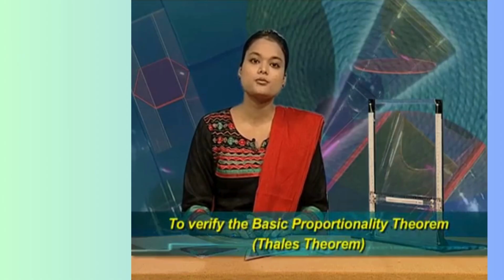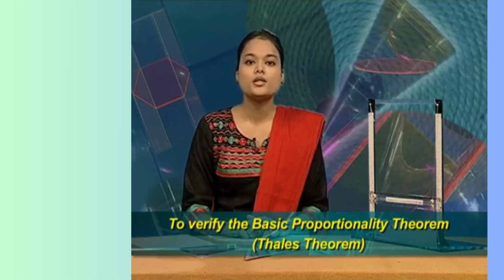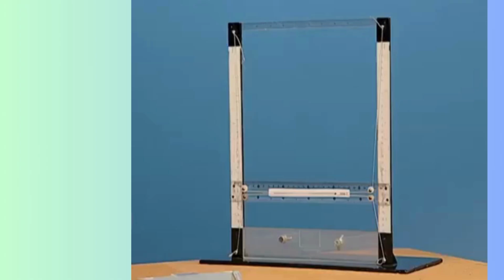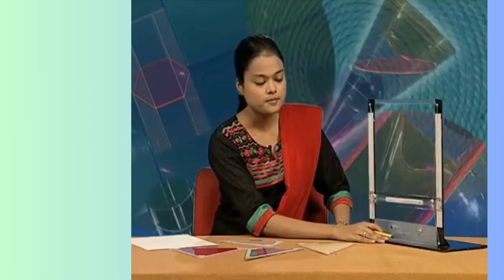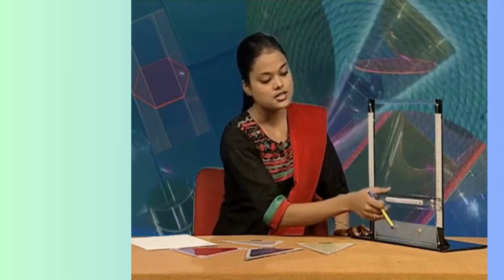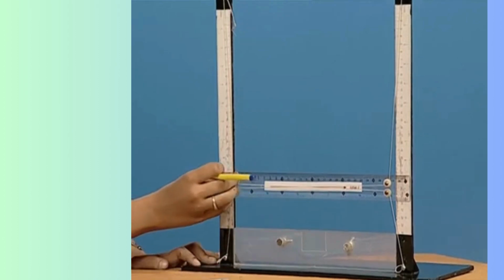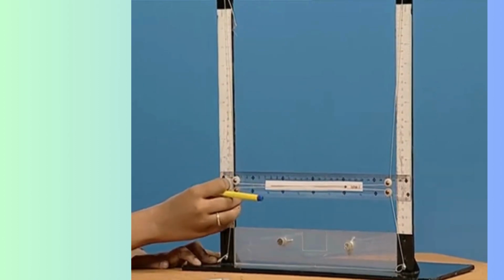Hello students, today we are going to verify the basic proportionality theorem, also known as Thales theorem, with the help of an activity. To demonstrate this activity, we have made an assembled model in which 2 graduated scales are attached parallel to each other to a wooden base, and between these 2 graduated scales, a scale is attached which is parallel to the base, supported by these 2 pulleys.